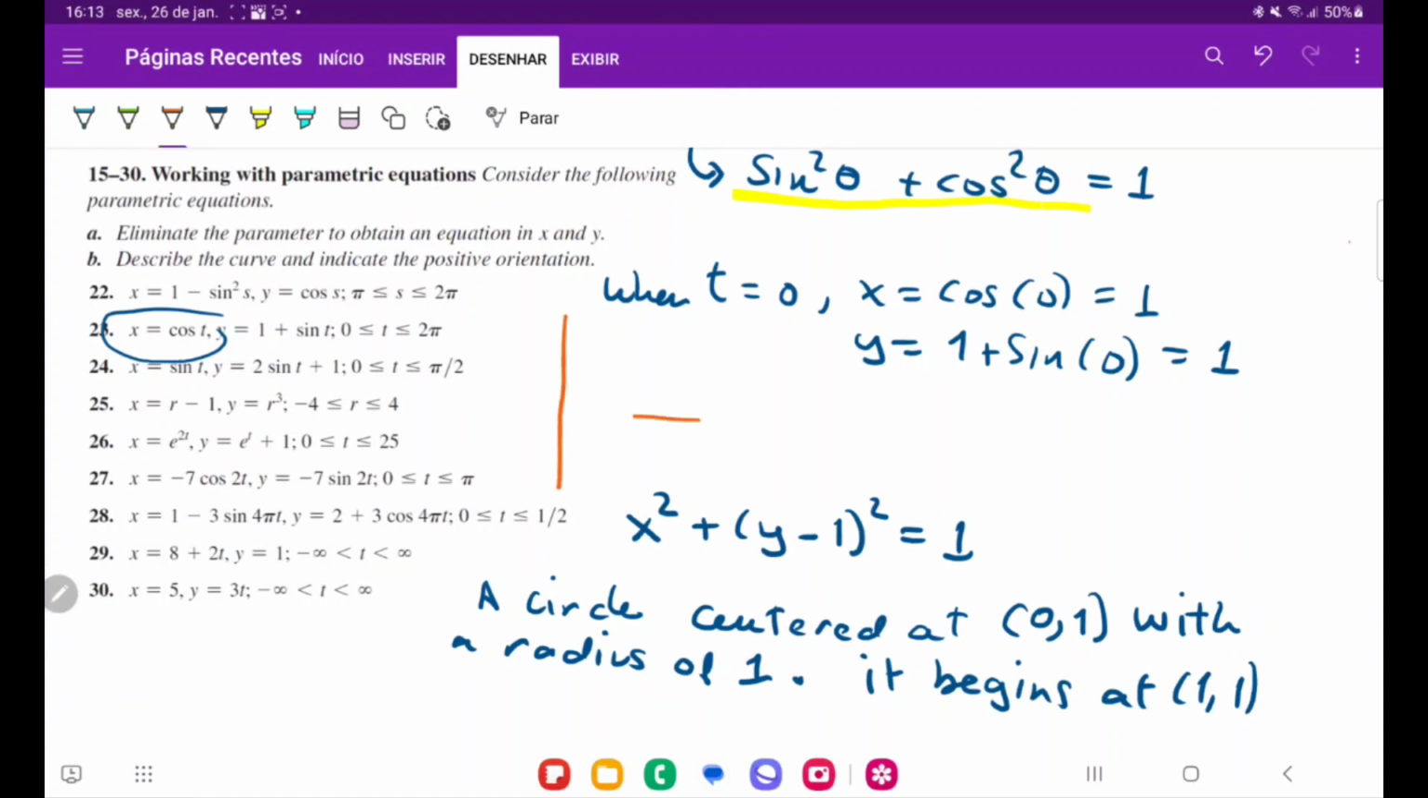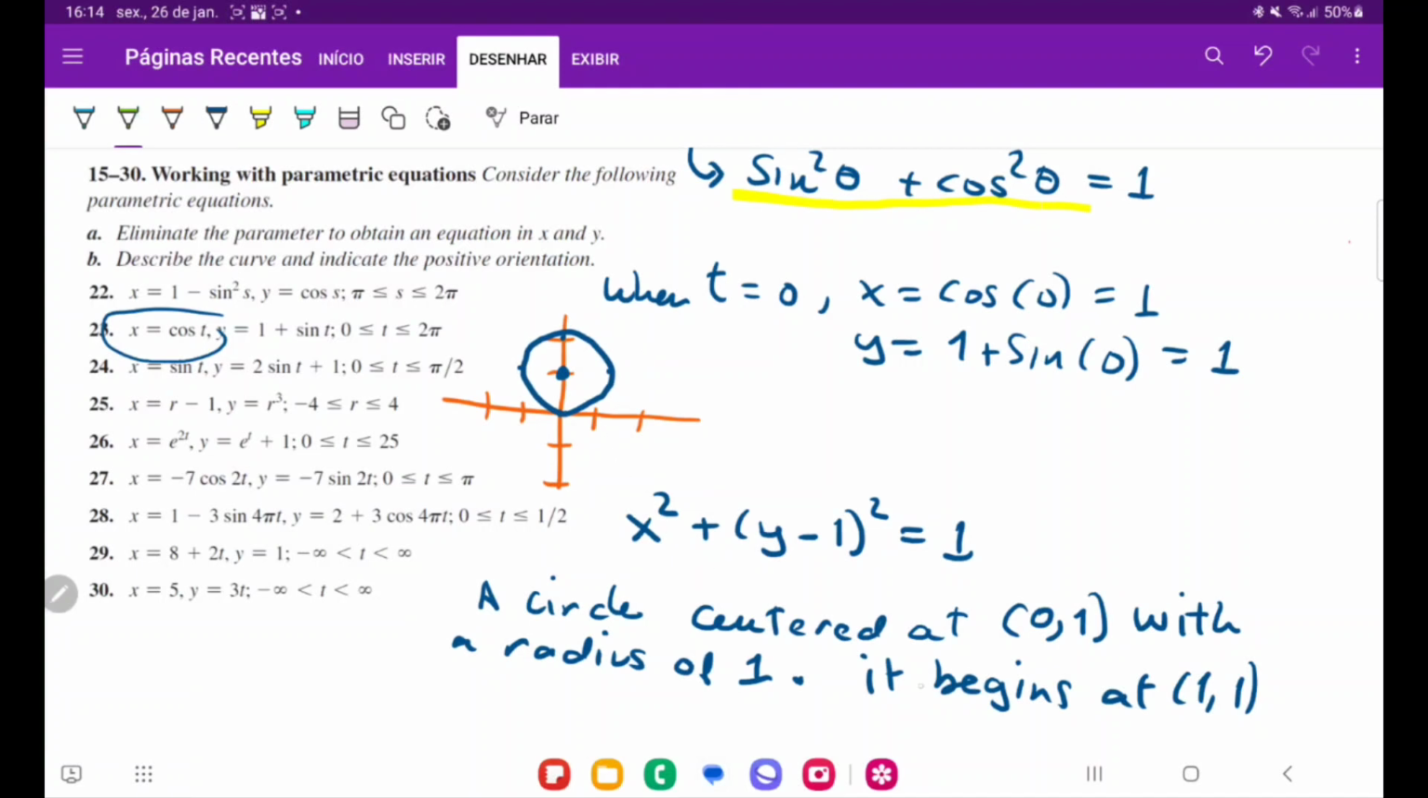So let me maybe graph that in. So we have the point 1, 1, and then the point 2, 2. So our circle is centered at this point 0, 1, and the radius is 1. So it means that it's going to go around like this. So this is what our circle looks like.